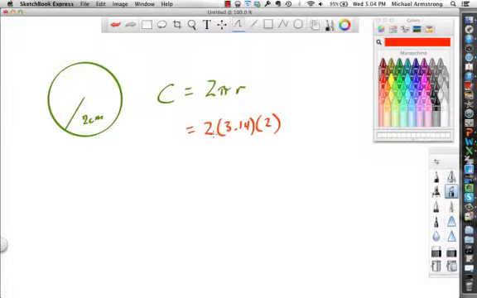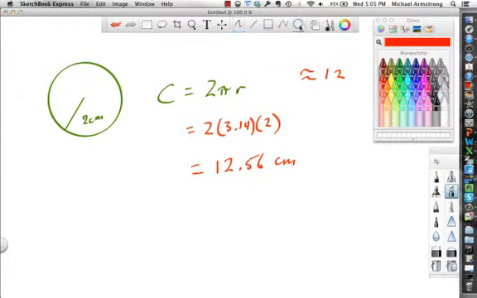2 times 3.14 times 2 equals, or you could go in your head 2 times 2 and multiply that times 3.14, and you could estimate that it's about 2 times 3 is 6 times 2 is 12. It's about 12, and then when you use your calculator, it gives you a better answer, 12.56 centimeters. Okay, that's that one.